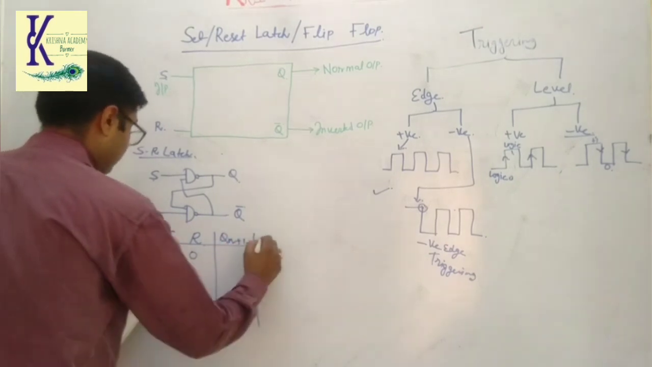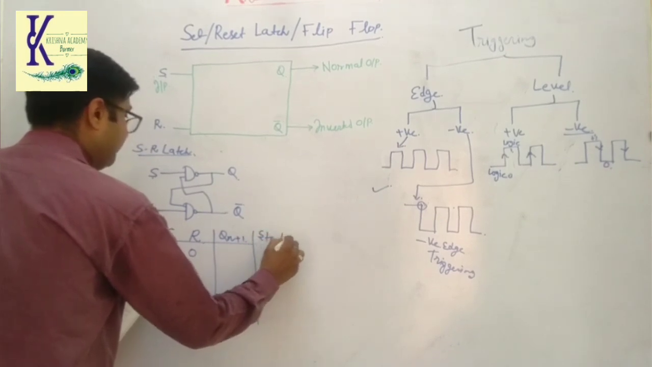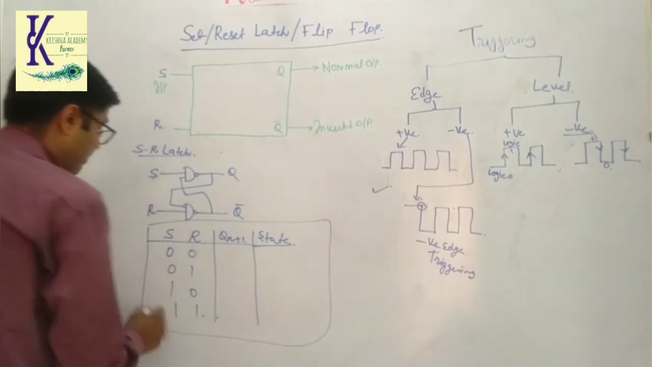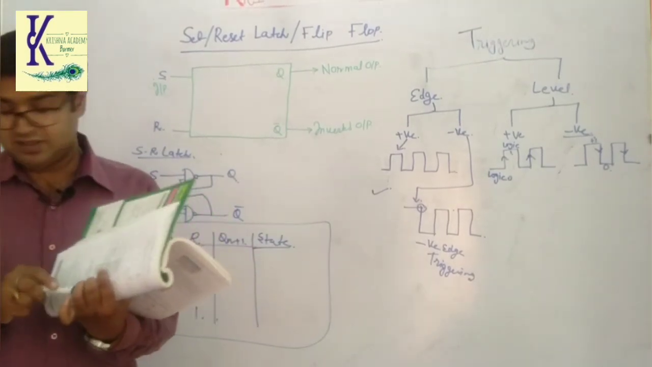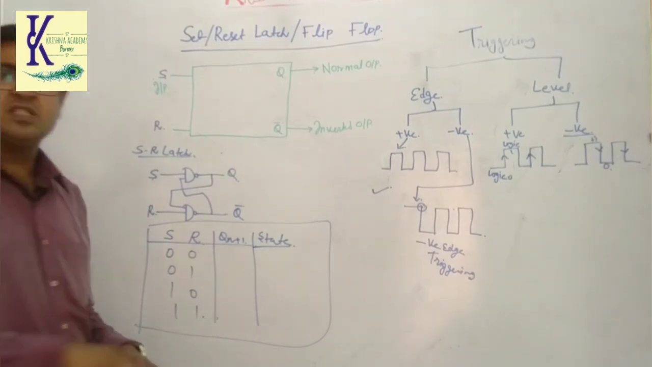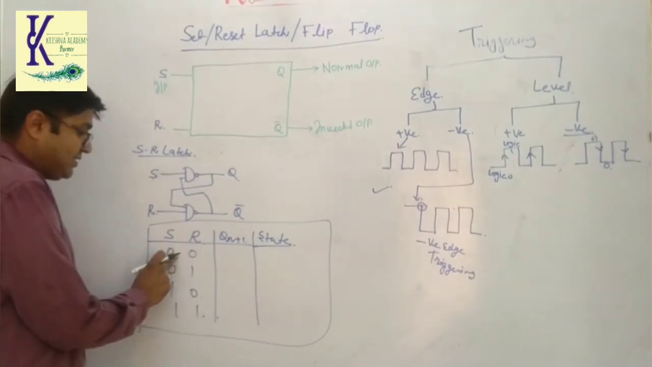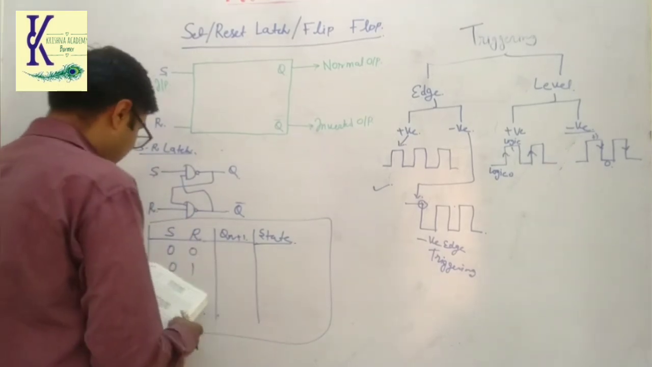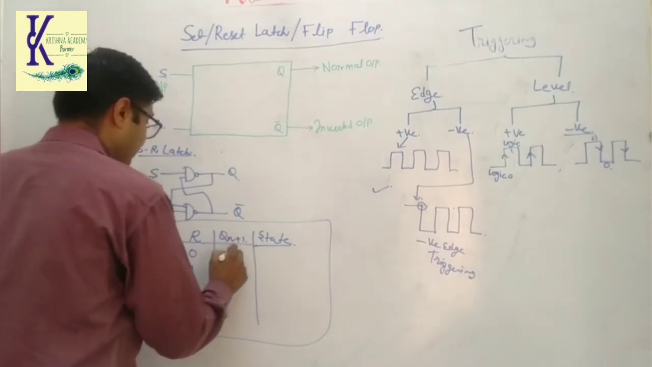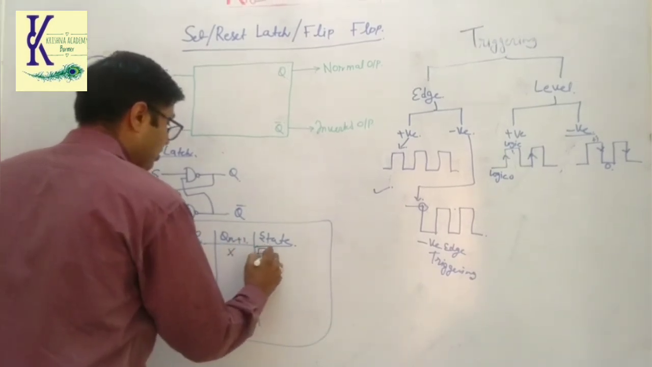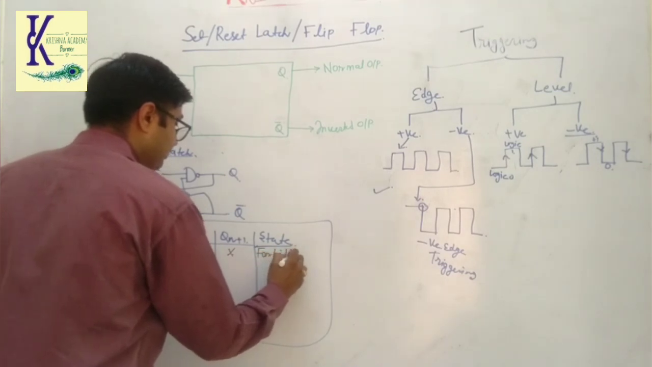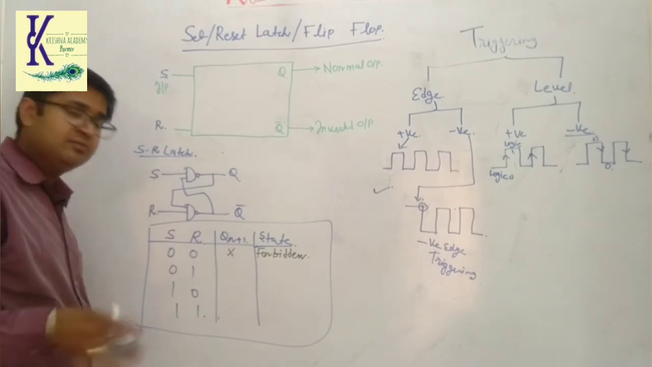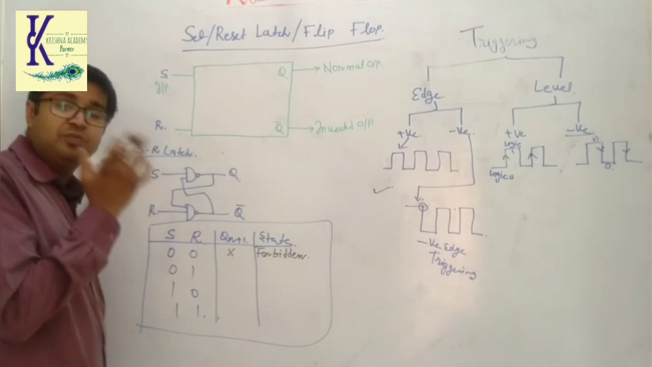And the state will be defined by this. Now there are four logics available to us. The first logic is 0 0. Here set is at 0 and reset input is at 0. So both the inputs are 0. So output is X and it is called forbidden. Forbidden, so we don't need to understand it. Just let it go. It shouldn't be there.